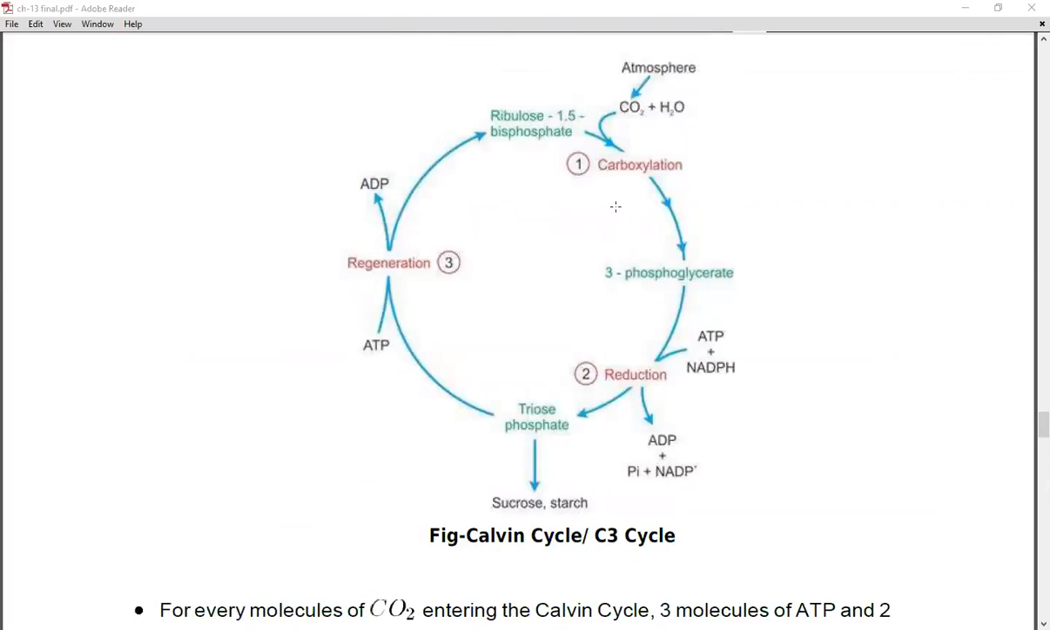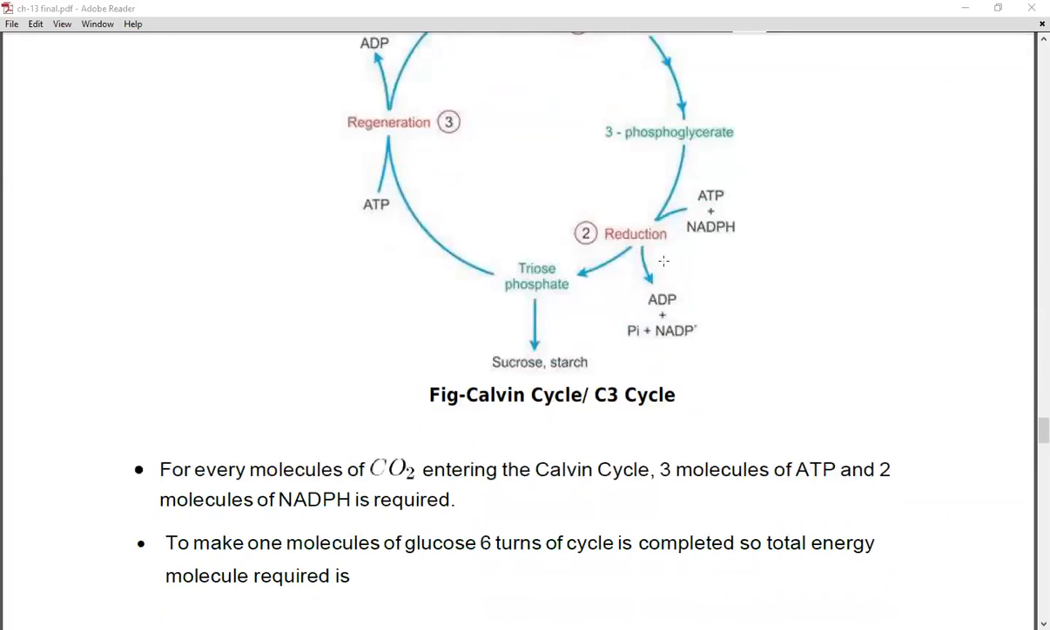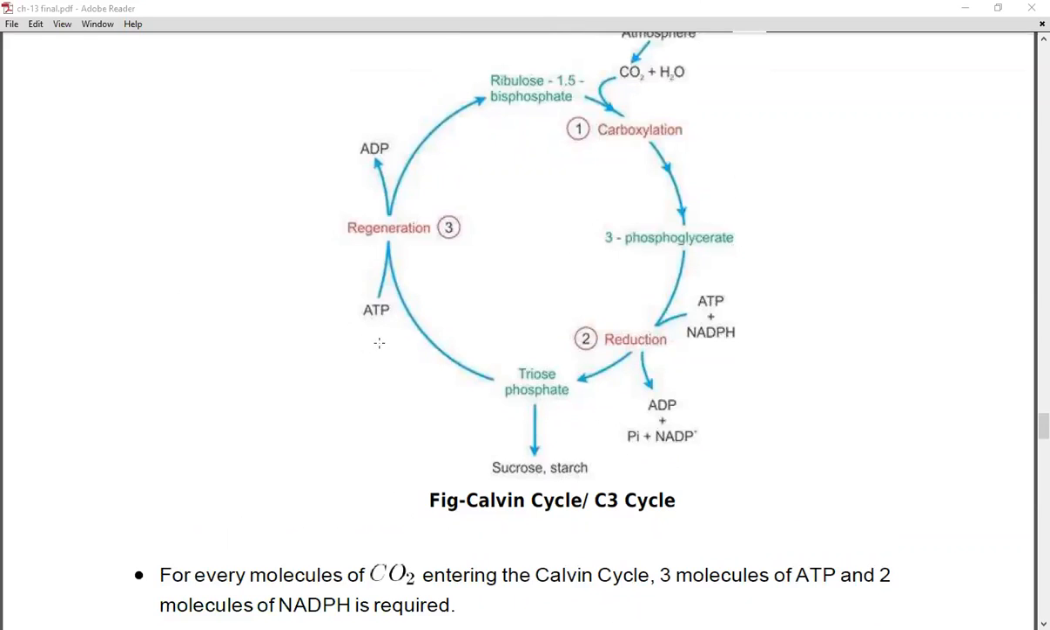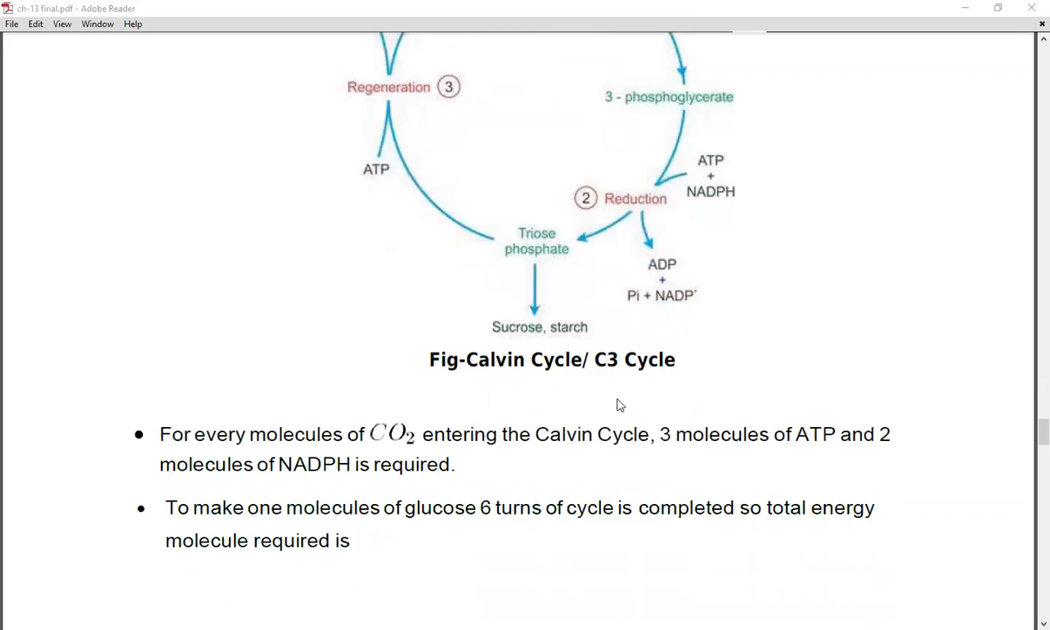So you can see over here, for one carbon molecule, it needs 3 ATP molecules. Why? Because 2 over here and 1 over here, right? So this way 3 molecules of ATP and 2 molecules of NADPH are required, right? So as you know, here 2 molecules of ATP were used and 2 molecules of NADPH were used. So 2 over here, and this is the third one. So this comes to 3 ATP and 2 NADPH, right? So this way for one CO2 molecule, it needs 3 ATP and 2 NADPH, right?